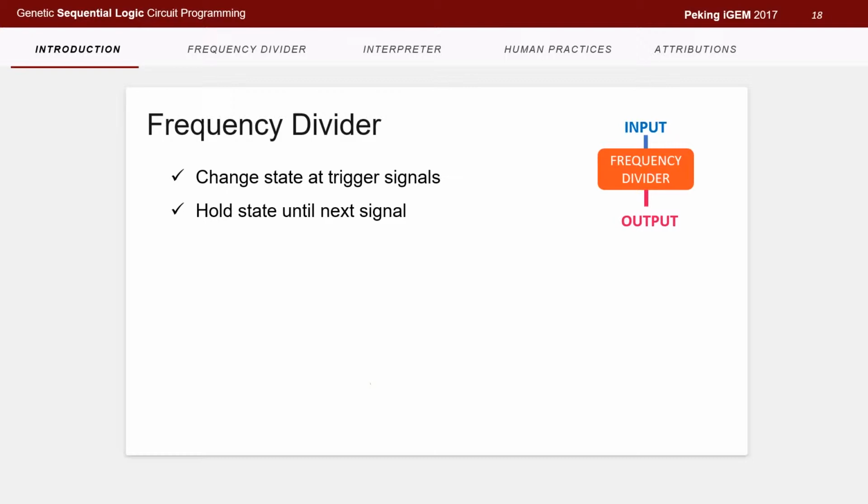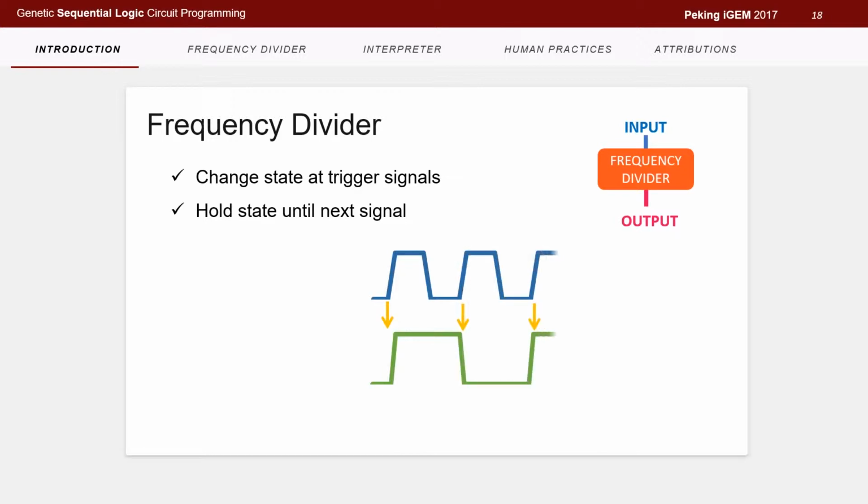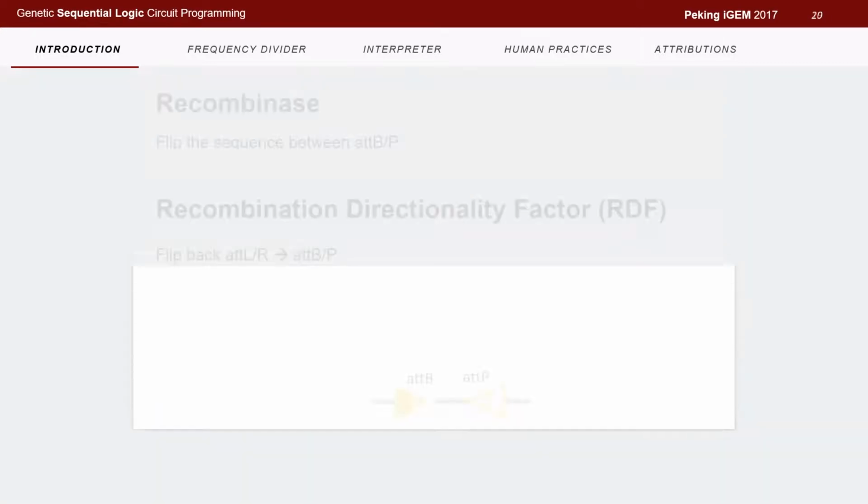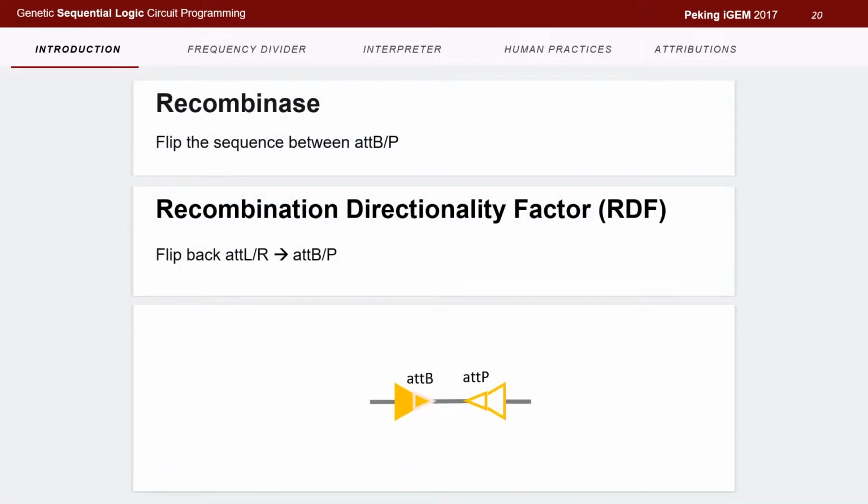There are two requirements. The frequency divider is designed to respond and change its state only when the original signal comes up. Otherwise, there is no change in state. How can we implement such a device in living cells? The answer is DNA. People have used DNA to store information and encode functions in DNA sequence by flipping DNA fragments. Recombinases flip the sequences between attB and attP sites. Then the sites will change into attL and attR. When recombination directionality factor RDF is also present, it can flip back the sequence.